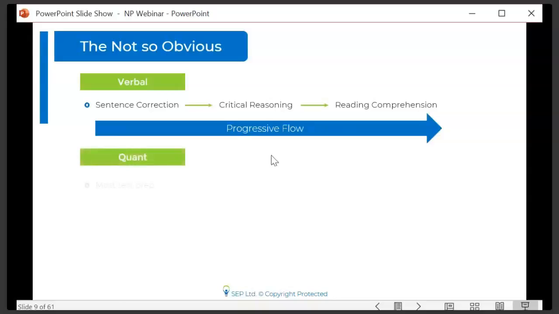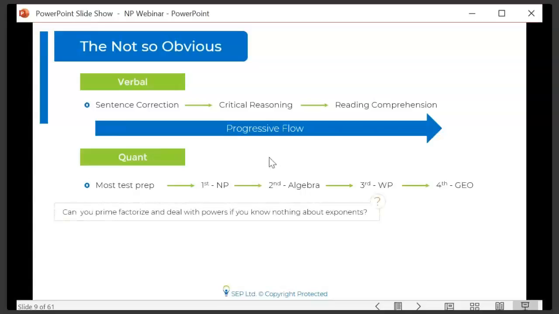In quant, most of the test prep industries tell you to start off with number properties. They ask you to do algebra, then maybe word problems, finally geometry, and whatever miscellaneous topics are left. That is what they tell you to do. But think about it. I have a few questions for you.